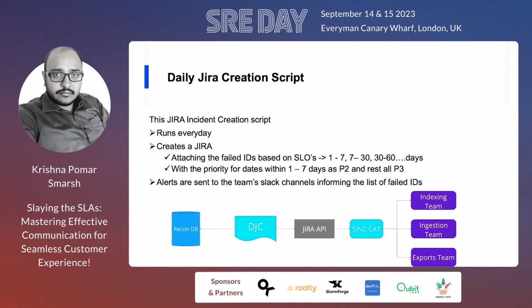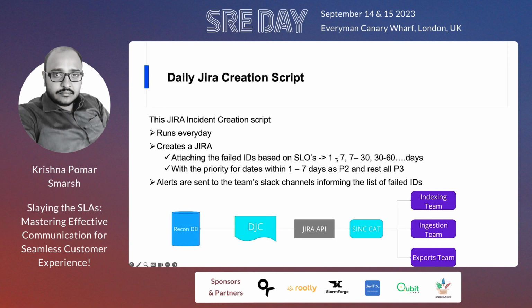Yeah, and this is another script that we have. This is a daily Jira creation script, an actual script which creates the Jira. So the manual toil that we spoke about, right? We need to inform the teams about the failures: what are the IDs that we have, and why the IDs failed. So this script will try to create the Jira. It runs every day. It creates a Jira, right, attaching the IDs of the failed ones.